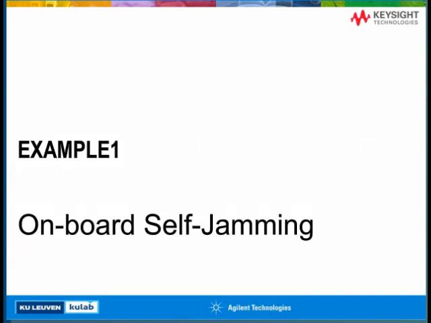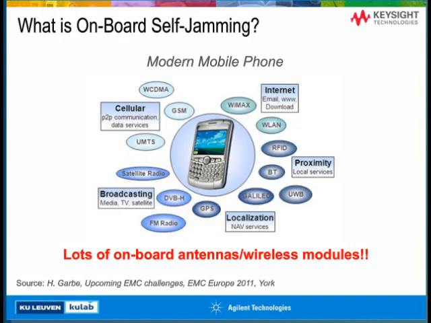What's the background of this example? Why did we start with this work? Well, when you look at a modern device like a mobile phone, an iPad, or a PC, you see that it has many functionalities all squeezed within one single PCB board. And many of those applications are actually wireless and contain onboard antennas.